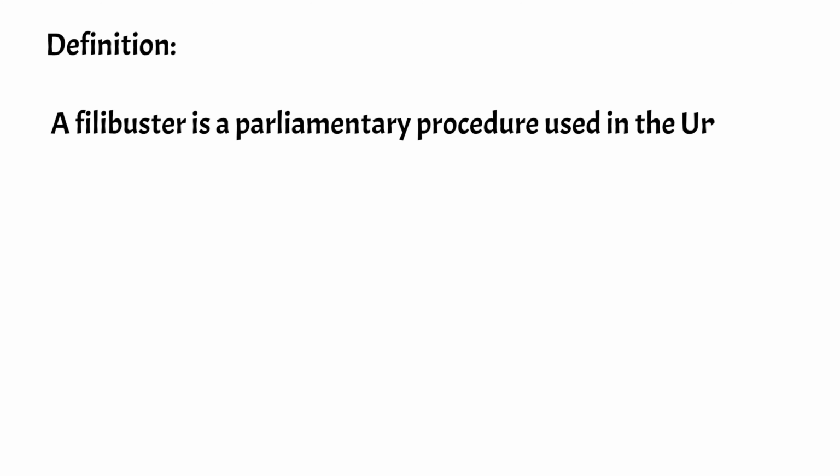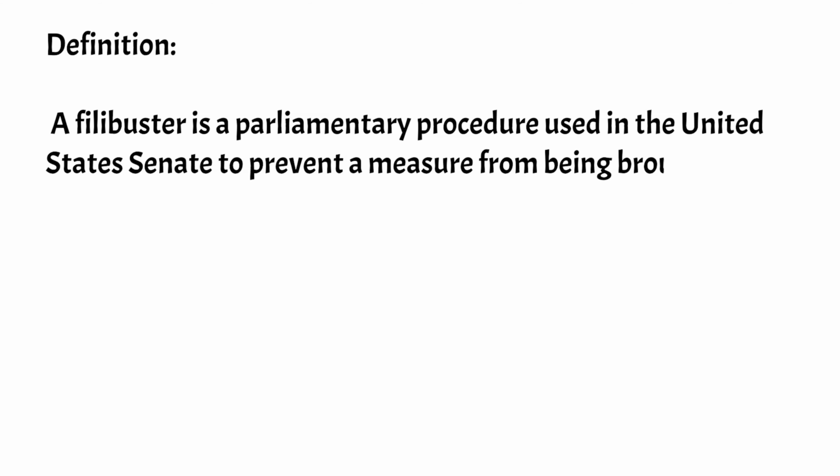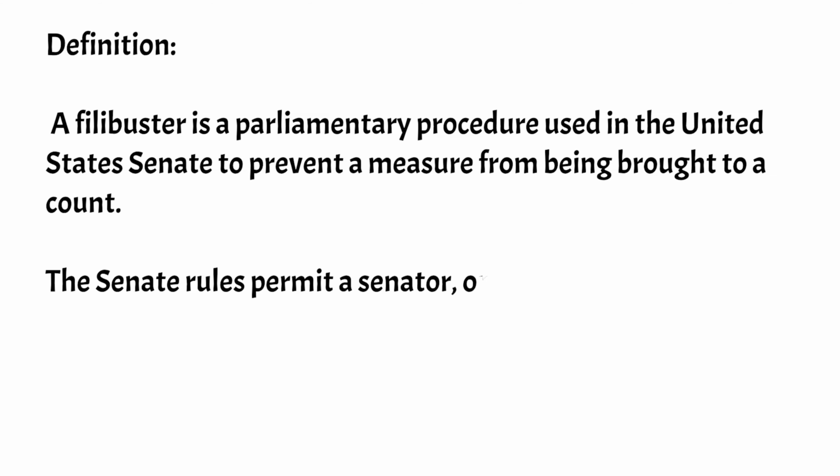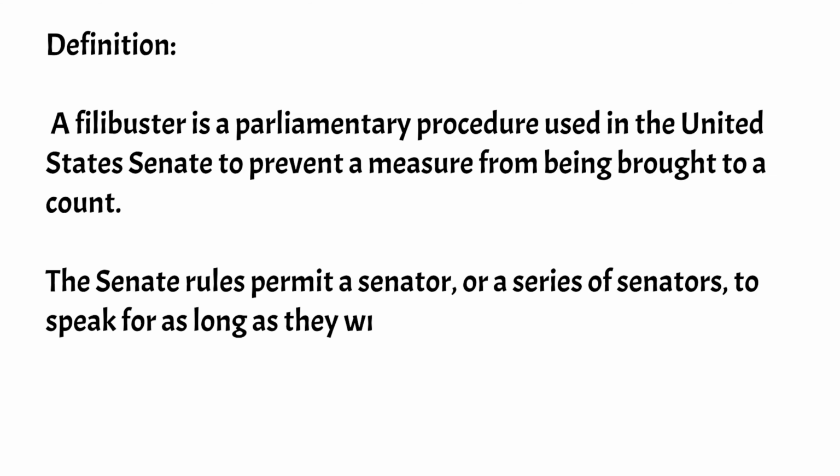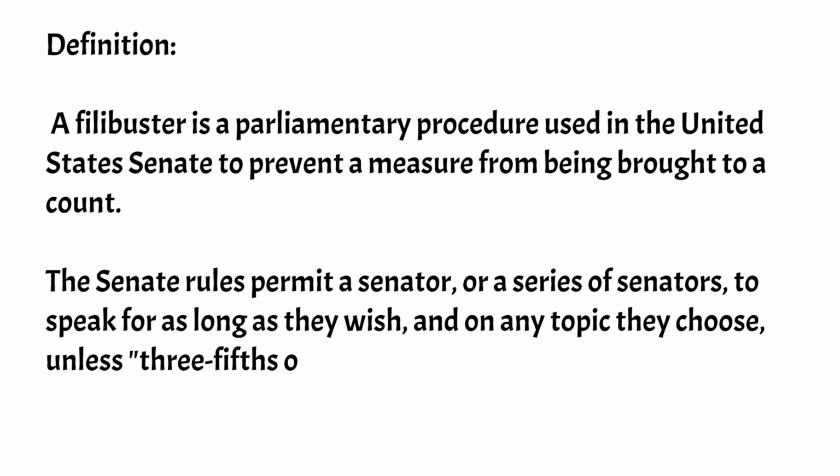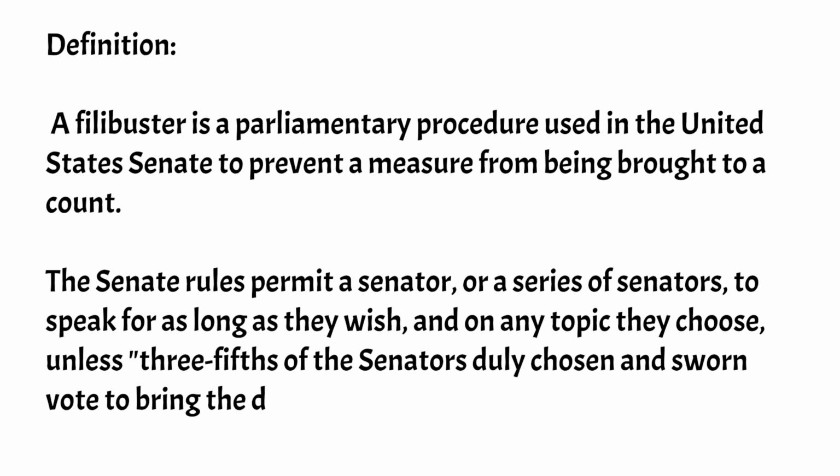A filibuster is a parliamentary procedure used in the United States Senate to prevent a measure from being brought to a count. The Senate rules permit a senator or a series of senators to speak for as long as they wish and on any topic they choose, unless 3/5 of the senators duly chosen and sworn vote to bring the debate to a close by invoking cloture under Senate Rule 22.